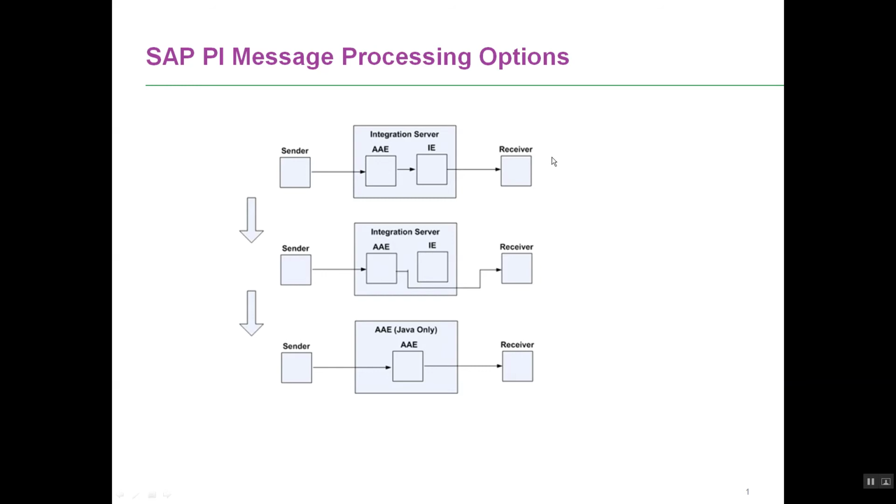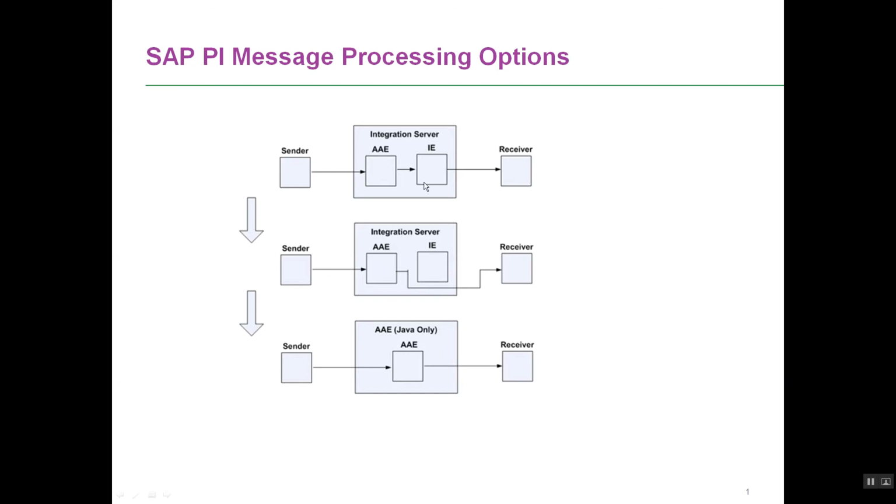Now, there were a lot of overheads. At the end of the day, for a file to get processed, PI was doing a lot of switches between its internal components. The sender adapter would send the message to the integration engine, which meant one switch from the Java stack to the ABAP stack, and then the integration engine would send it back to the adapter engine, which meant one more switch, and then finally the message got delivered to the receiver. This is what we used to call classical message processing, or a classical configuration.